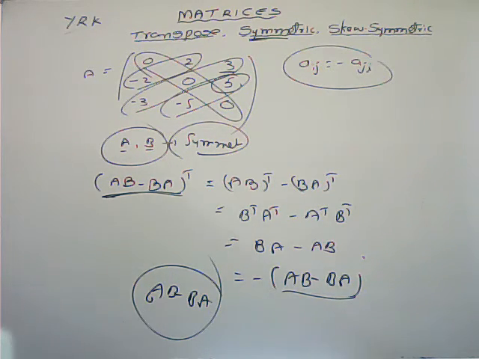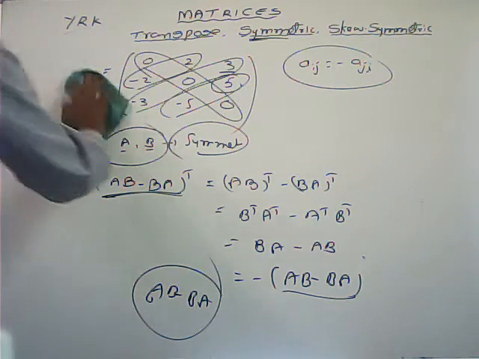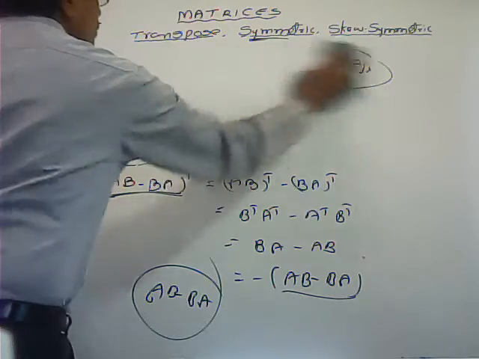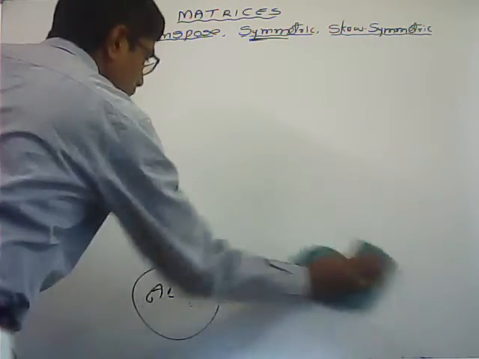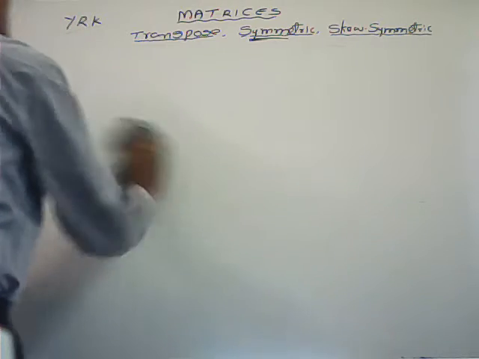So here what we understood: A comma B are two symmetric matrices of the same type, then AB plus BA is always a symmetric matrix and AB minus BA is always a skew symmetric matrix. So every square matrix we can express as a sum of a symmetric and a skew symmetric matrix.